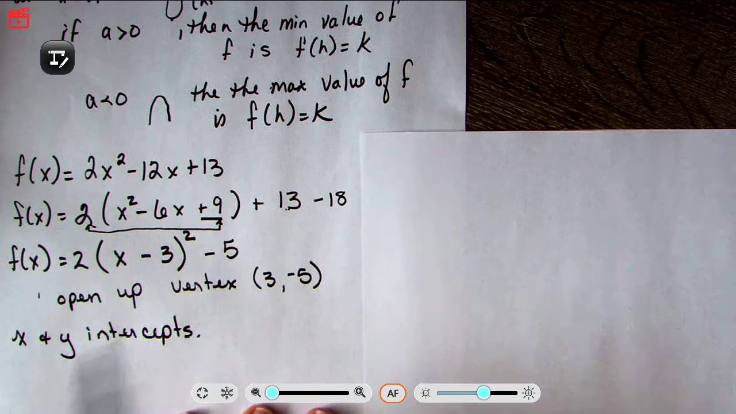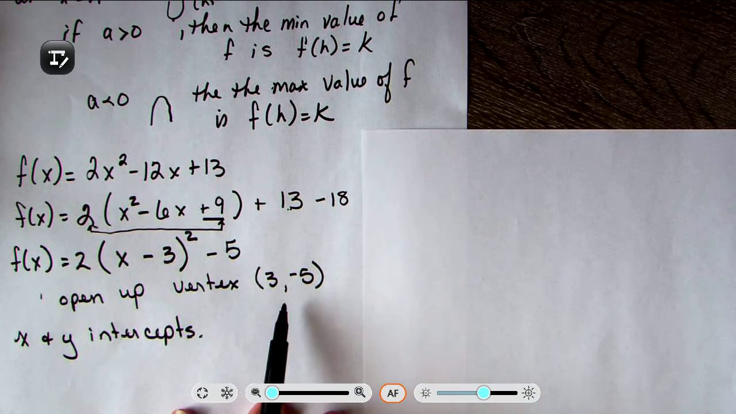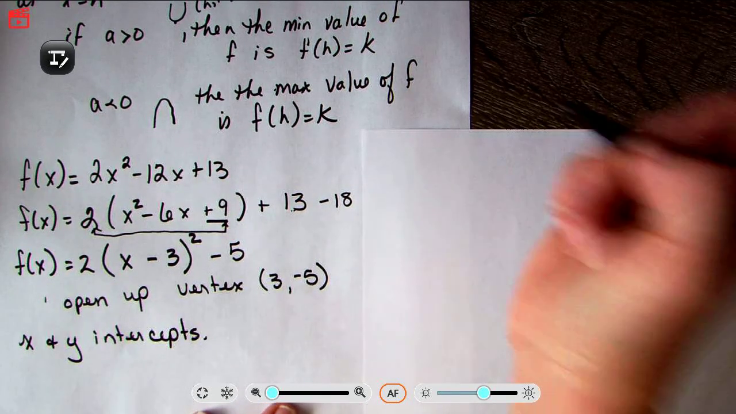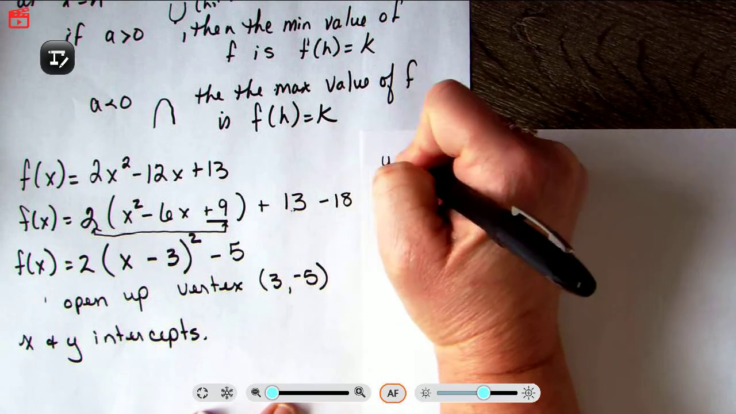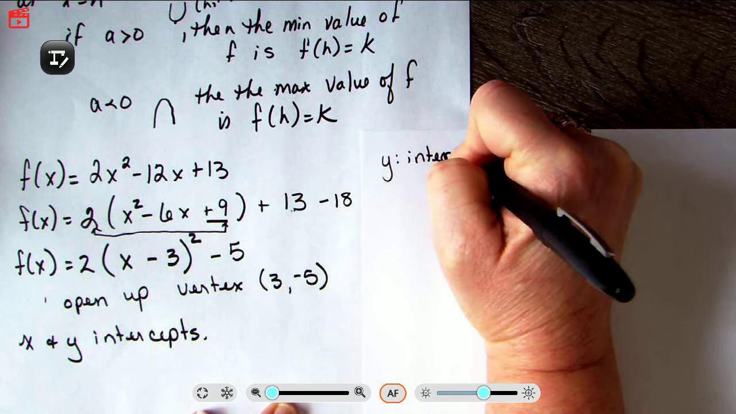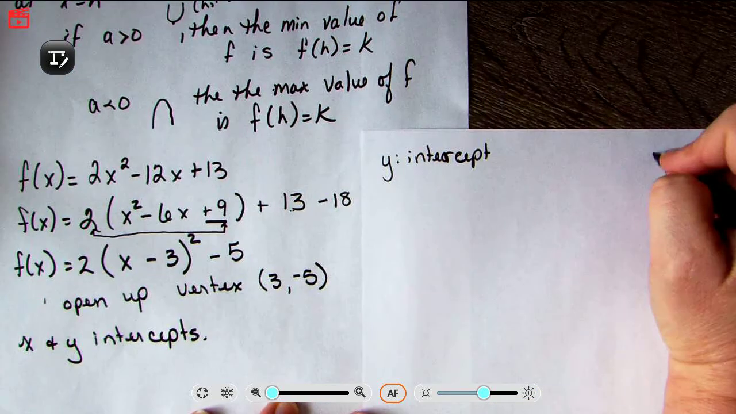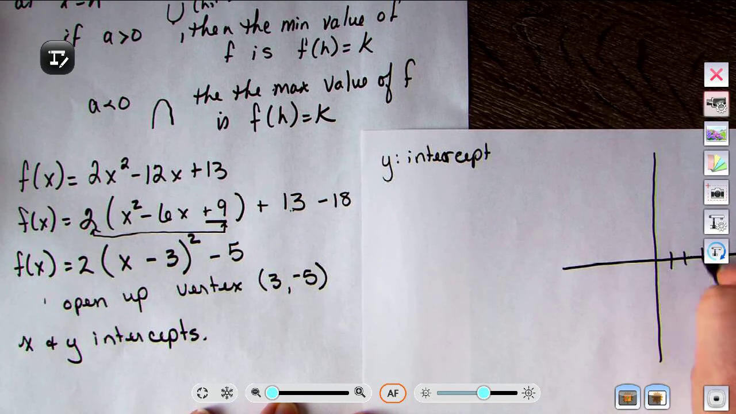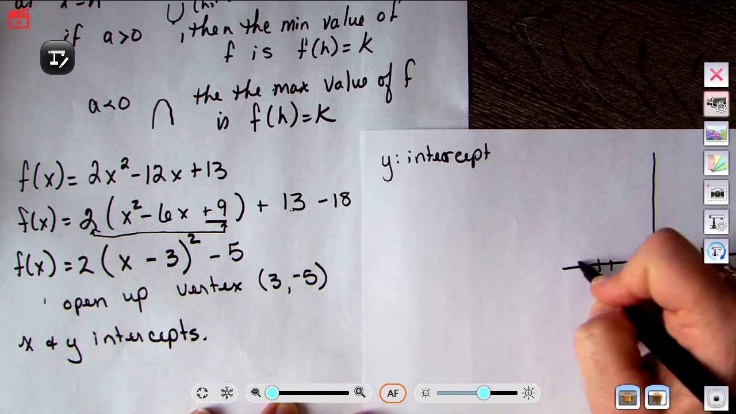Okay, so far all I know is it opens up. It's got a vertex at (3, negative 5), but I can find my x and my y intercepts. I'm going to start with the easy one, my y intercept. Okay, so I'm going to kind of fill this in as we go too. So we have 1, 2, 3, 4, 5, 6.